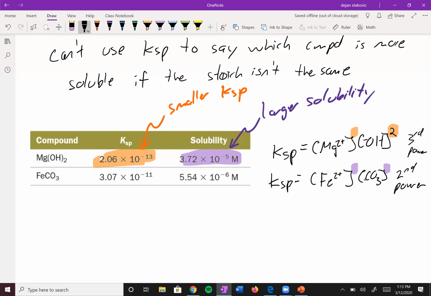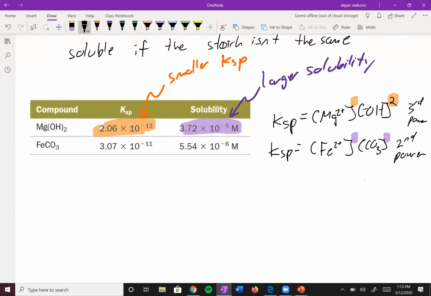And remember, the amount in a pure solvent of water, the amount of magnesium or the amount of hydroxide is going to be equal to the molar solubility. Same for these two. But because you're raising them to different powers, they give you different numerical values. So if you want to see which one of these is more soluble and they have different stoichiometric values, if they dissociate into a different number of things, you actually have to go through the steps and calculate the molar solubility.